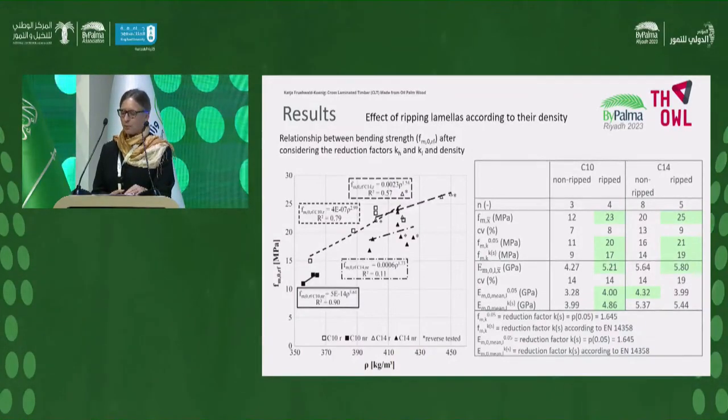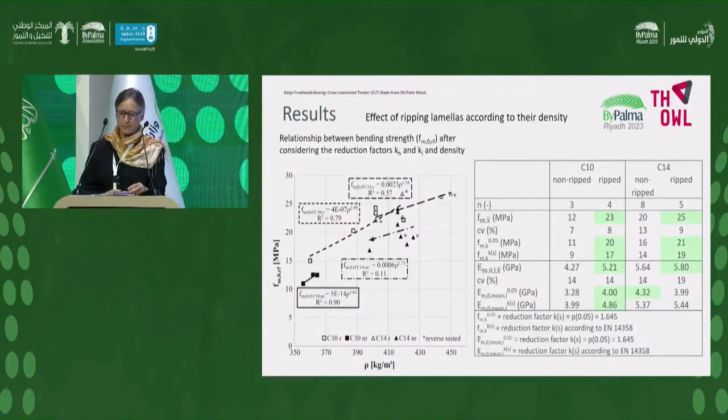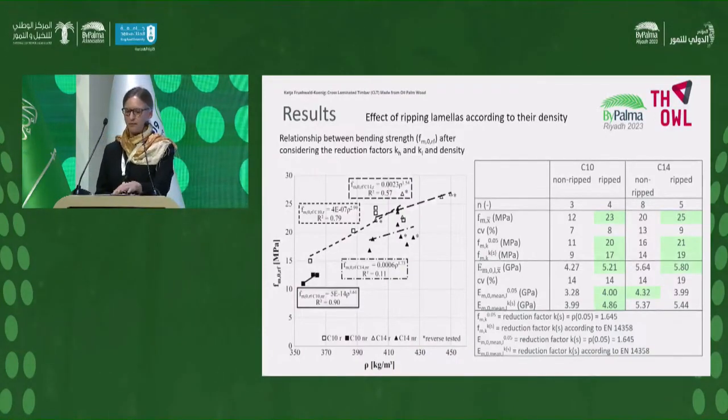The oil palm wood C10 and C14 achieve the target MOR values according to the standard. The rib beams show a much higher mean local MOE than the non-rib beams, and the C14 are higher than the C10. But the target MOE for C14 is far from being achieved, because we have to have 7 gigapascal, whereas the target density is achieved.